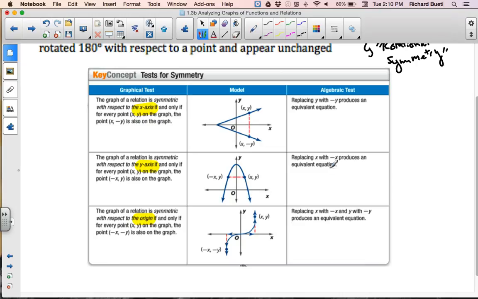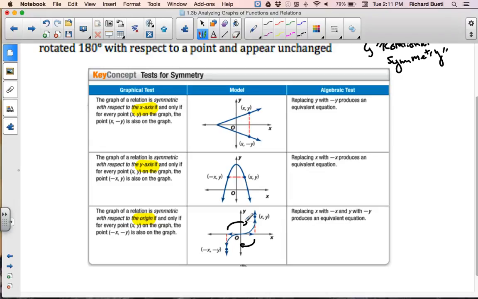Finally, we have symmetry with respect to the origin. A graph of a relation is symmetric with respect to the origin if and only if, for every point (x, y) on the graph, the point (-x, -y) is also on the same graph. So in my model, if I take my point (x, y) and negate both coordinates, and that point is still on the same graph, then the graph has rotational symmetry, which means I could turn this graph 180 degrees either way and get the same graph back. Algebraically, I'm going to substitute x and y with negative x and negative y, and see if I get the same equation back.